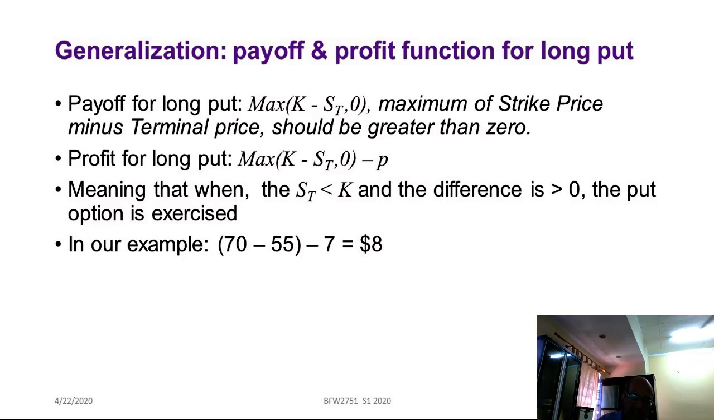Meaning that when ST is below K and the difference is above 0, the put option can be exercised. The put option is exercised only when the ST is below K. A call option is exercised when the ST is above K. Remember that. In our example earlier, you got $70 per share minus 55 minus 7. You're making $8 per share. In this case, you are talking about 100 shares, so times 100 will be 800.